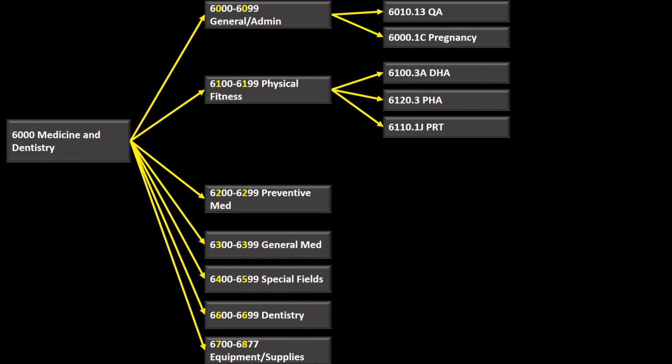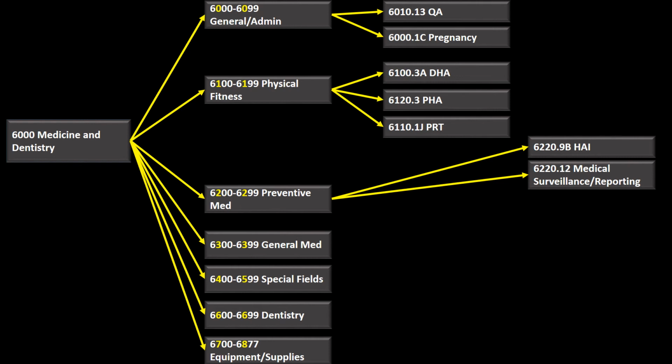All right, moving on to preventative medicine. So in preventative medicine, we're going to have BUMED instruction 6220.9 Bravo, hospital-acquired infections, because again, this is one of those instructions where we're trying to look at how we go about preventing and what we do about this on the preventative medicine side of the house. 6220.12, this is our manual actually. This is the Navy Marine Corps Public Health technical manual, and this one has to do with medical surveillance and reporting.